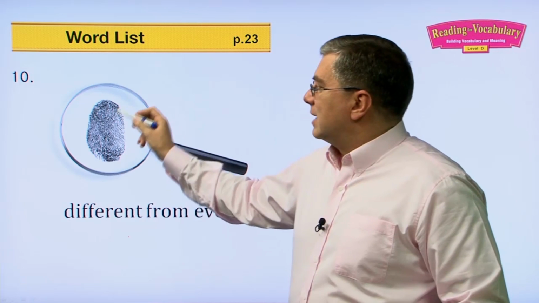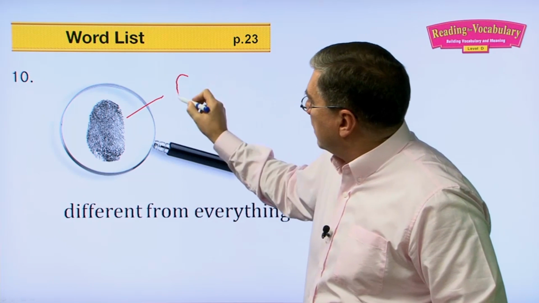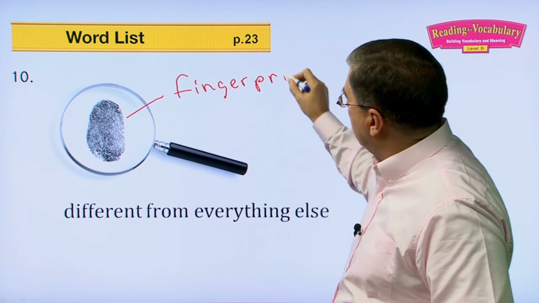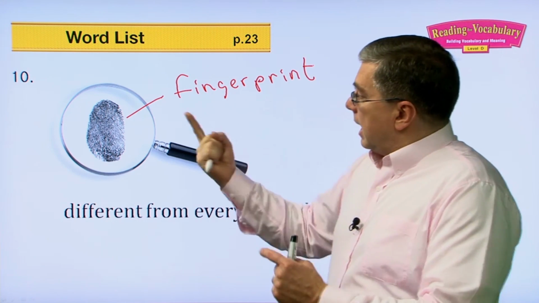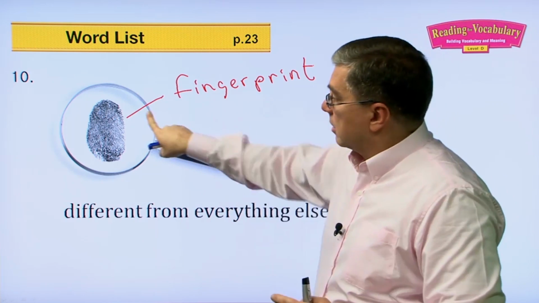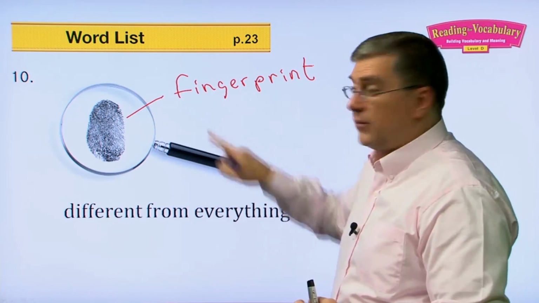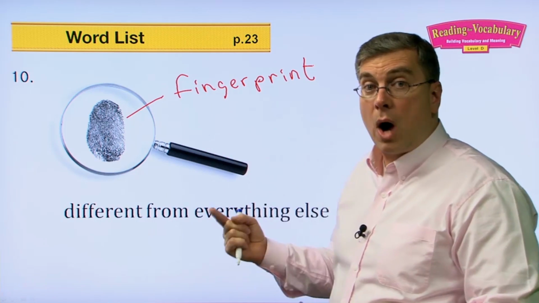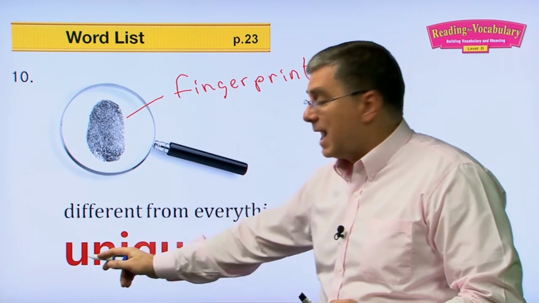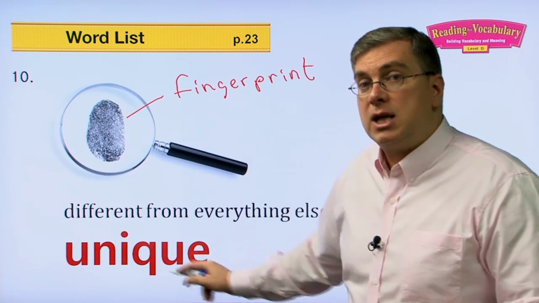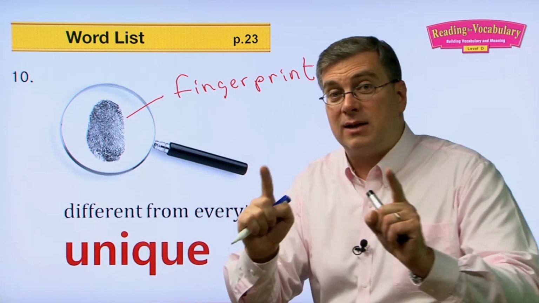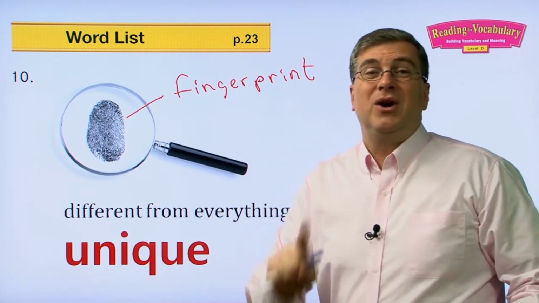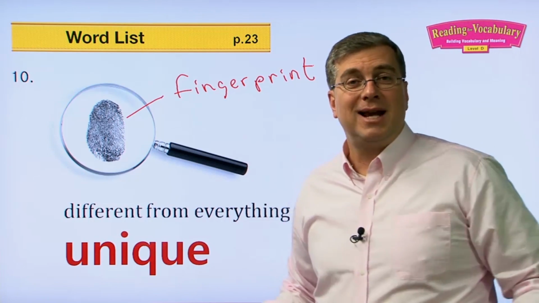So, and this is a good example because this is what we call a fingerprint. And if you think about it, I have a print on my finger, right? You have a print on your finger. But if we put them here side by side, they will be different. Why? Because everybody has a unique. Unique means one of a kind. You're the only person with that fingerprint in the world. Isn't that interesting?